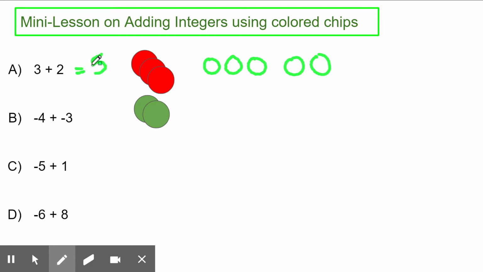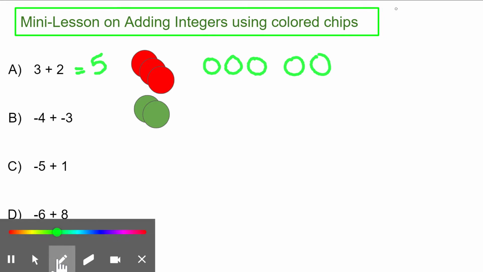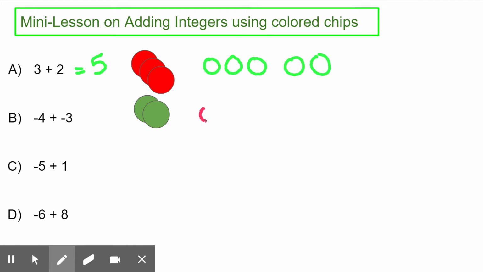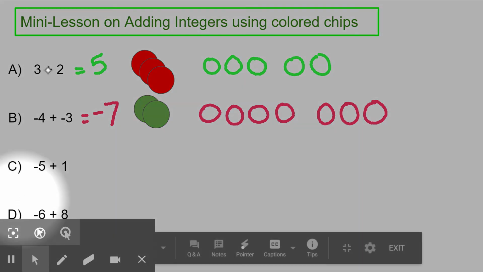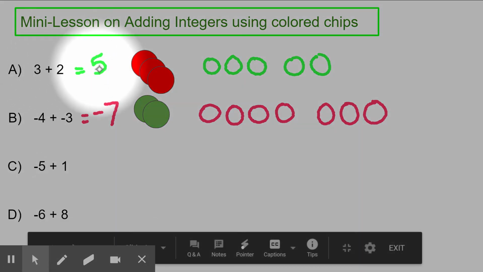Okay. Letter B, -4 plus -3. That's like losing $4. I'm going to use red for negatives. Losing $4 and then losing 3 more. In the end, what would that be? -7. So far we know a positive times a positive is a positive.